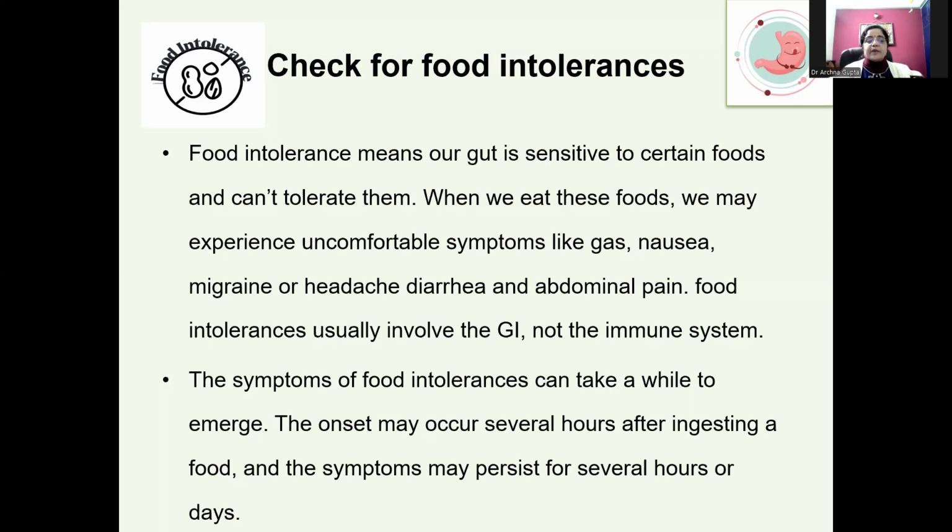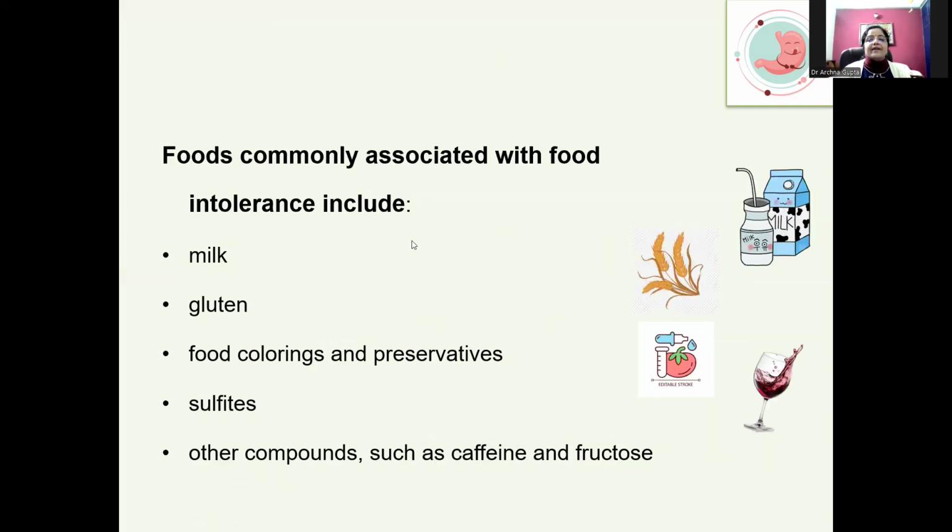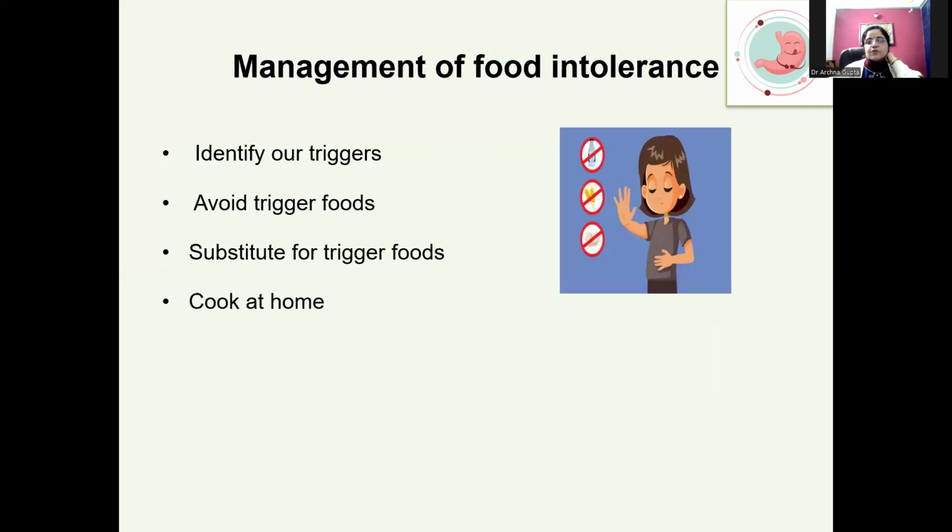The symptom of food intolerance can take a while to emerge. The onset may occur several hours after ingesting a food, and the symptoms may persist for several hours or days. ऐसा कोई जरूरी नहीं है हमने कोई फूड लिया और इमीडिएटली हमें उसका इम्पैक्ट दिखाई देने लग जाता है. Commonly associated foods that cause intolerance include milk, gluten, food coloring and preservatives, sulfites, and other compounds such as caffeine and fructose. So, how can you identify?